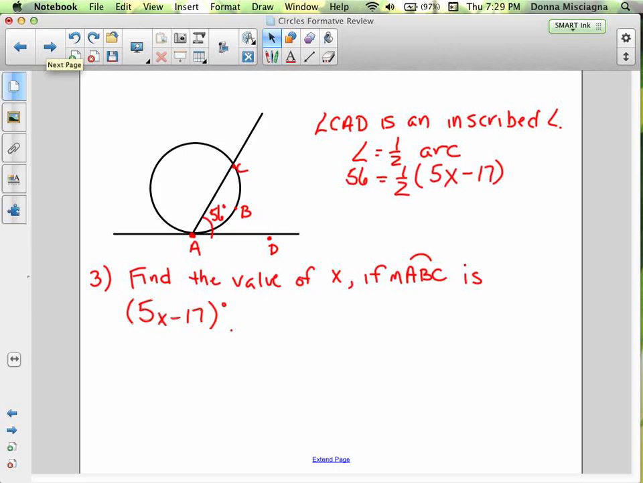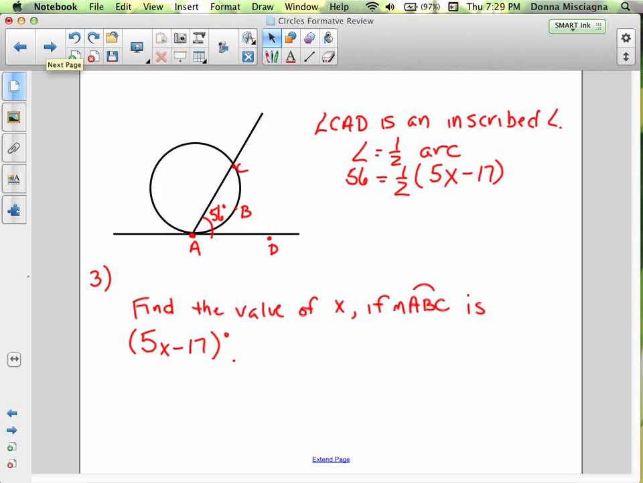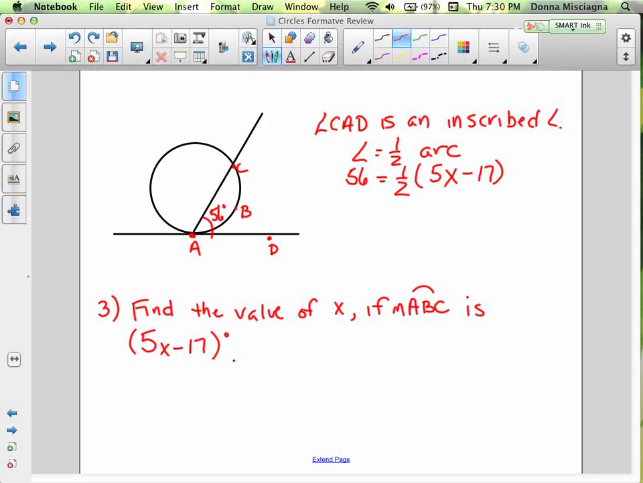to the 5x and the 17, and neither of those are even numbers. So I'm going to have a harder problem to solve if I distribute that 1/2. But remember, there's two ways we can write this equation. So the angle is half the arc, or we could think of it as the arc is twice the angle. And this one is going to be a lot easier to solve, because I don't know about you, I'd rather multiply by 2 than have to divide by 2.